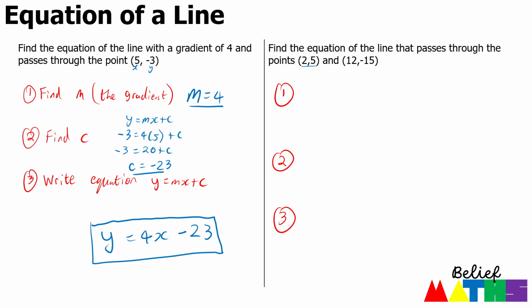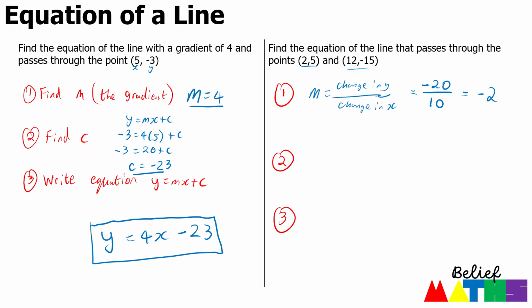So in this case, I'm given 2 points. So I need to find m, the gradient, which is the change in y divided by the change in x. So the change in y divided by the change in x. My y values are second, so to get from 5 to minus 15, I'm taking away 20. And to get from 2 to 12, I'm adding 10. So it's minus 20 over 10, which is just negative 2. So m is negative 2.